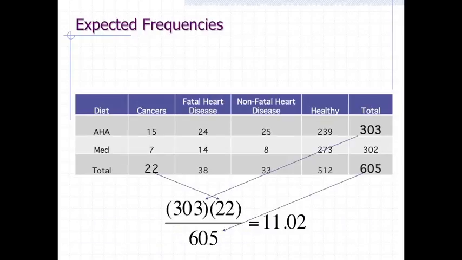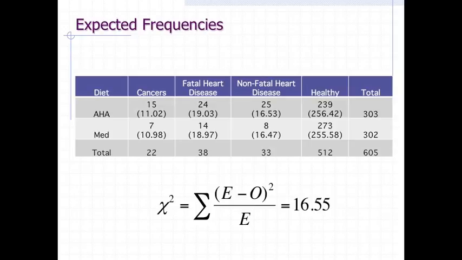In general, the expected frequency for a cell is equal to the row total for the cell times the column total for the cell divided by the total number of observations. For example, to compute the expected frequency for cancer in the AHA diet, you multiply the row total of 303 by the column total of 22 and divide by the total of 605. The result is 11.02. The expected frequencies for each cell are shown in parentheses.